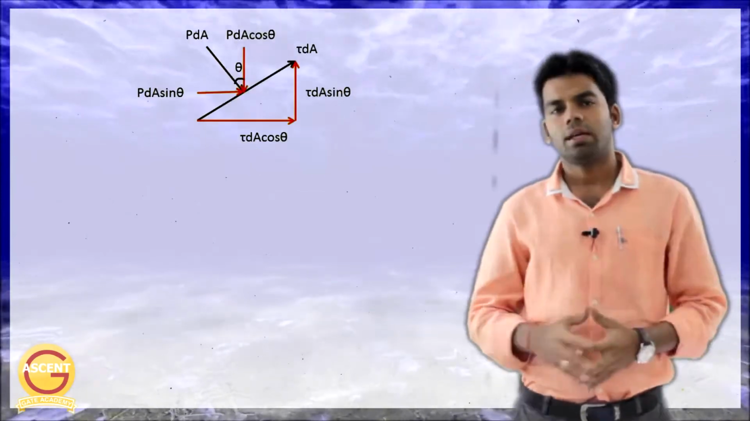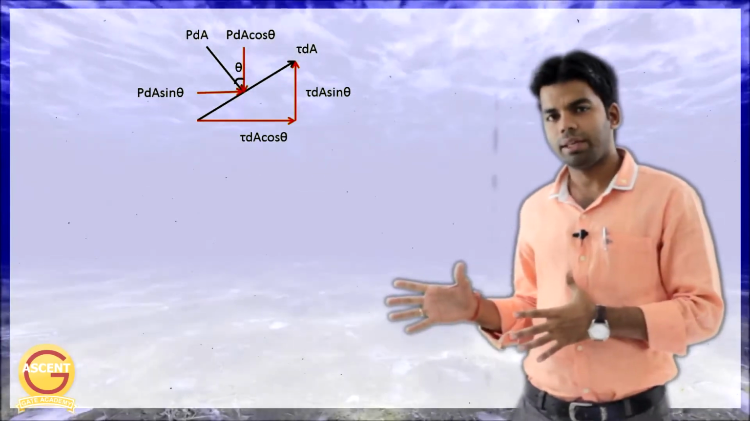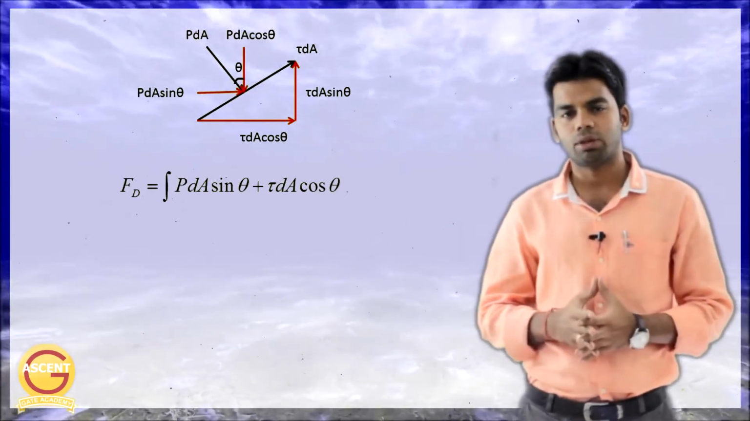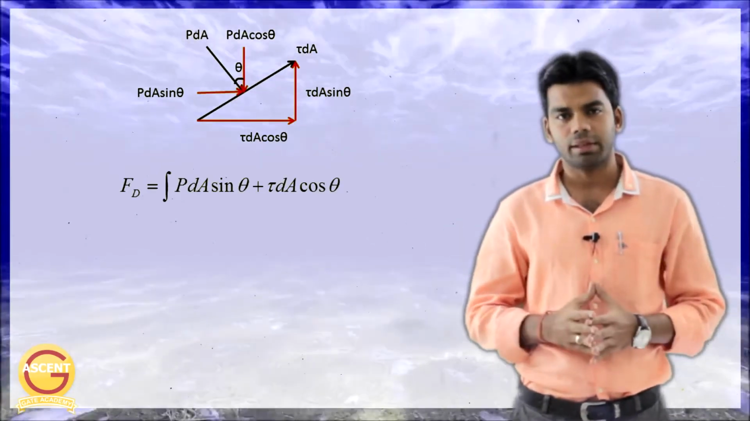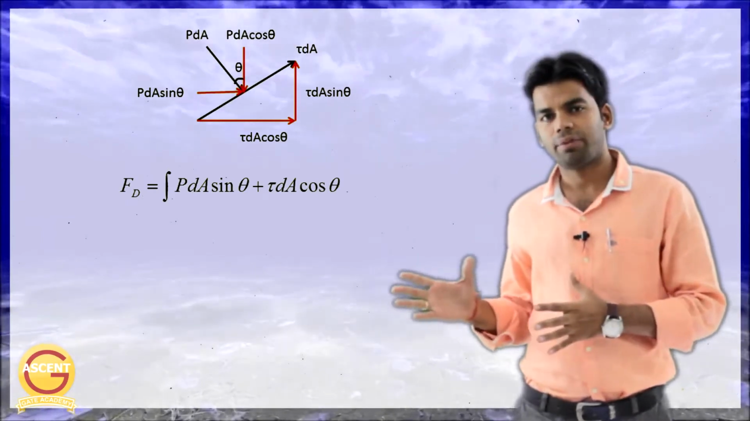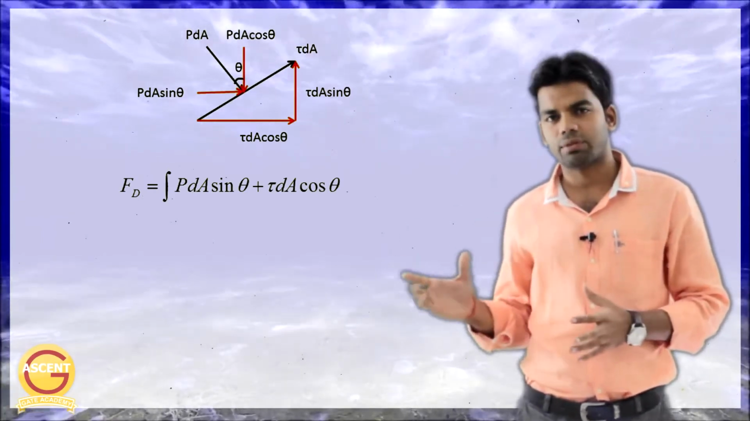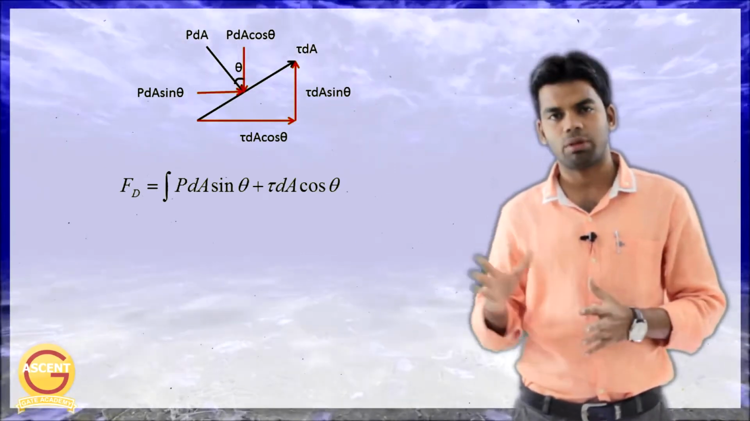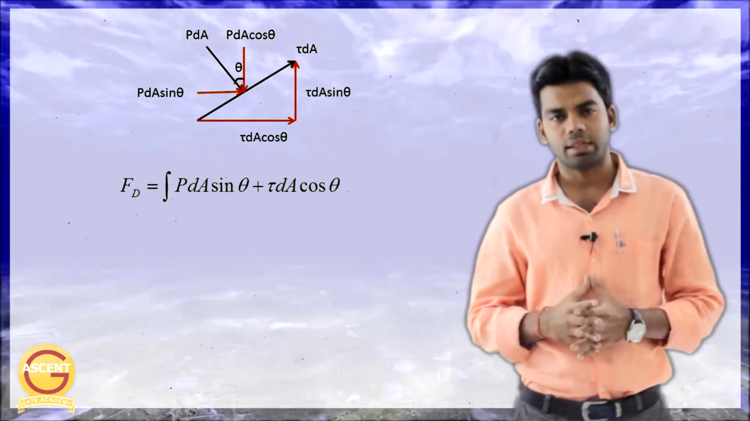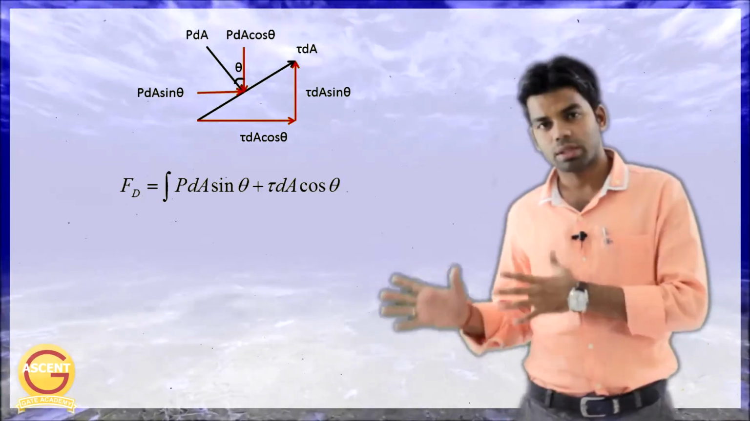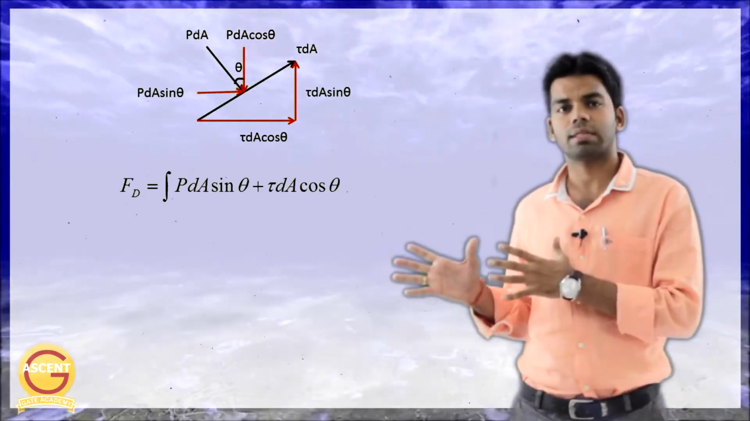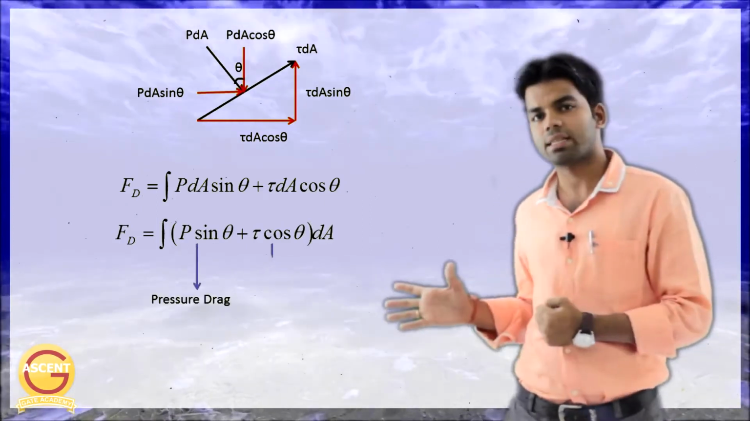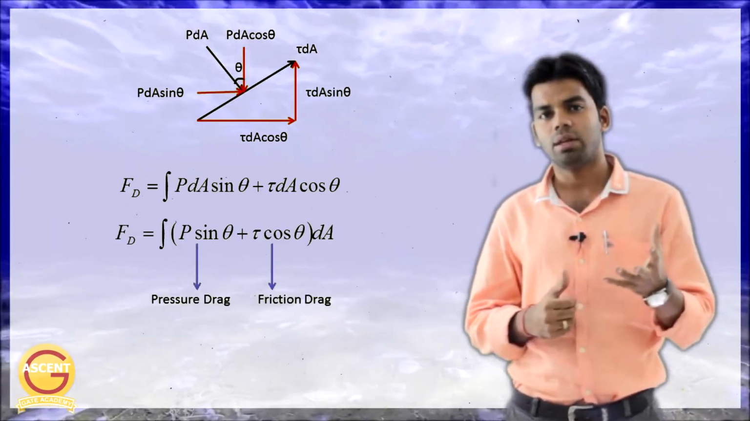Now the total drag force Fd, you can resolve the components and get the value. So this Fd will be equal to P dA sin theta plus tau dA cos theta, and because that is taken for this small area, if we want it for the complete body, we will have to integrate it. So it will be the integration of (P sin theta plus tau cos theta) dA. This has two different components. First is P sin theta dA, which is called the pressure component, and second is tau cos theta dA, which is called the friction component.